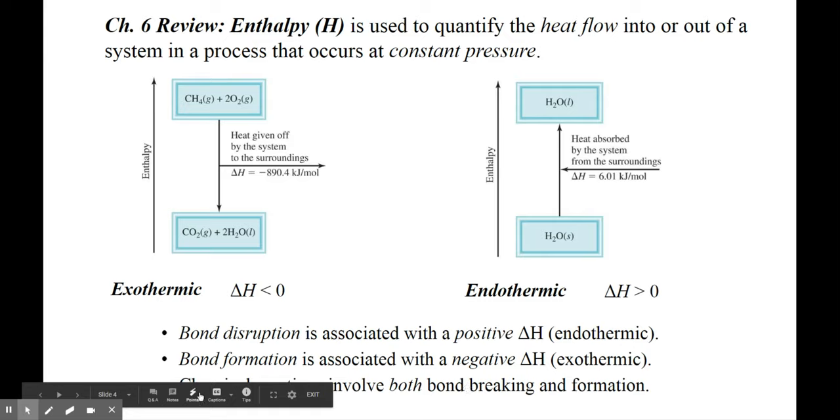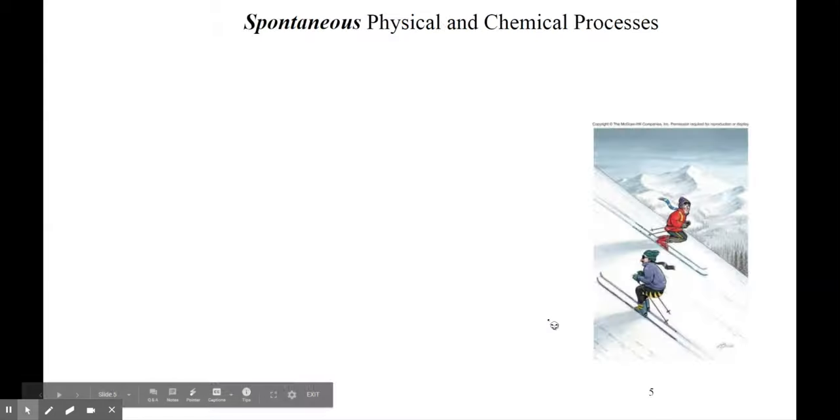I wish this little toggle bar here wouldn't pop up, but I can't. It's just going to be there. Go away. Okay, so moving on.